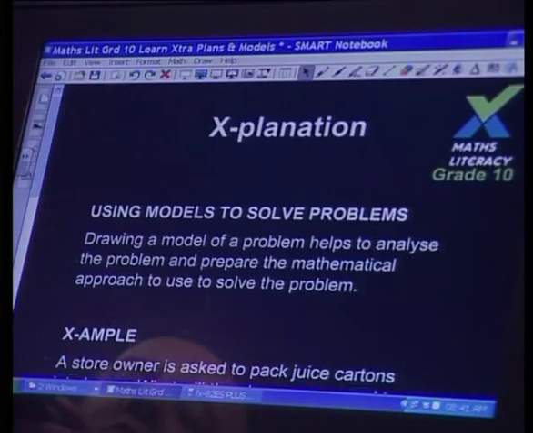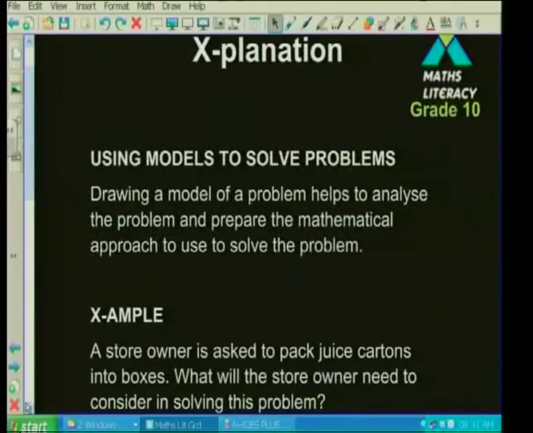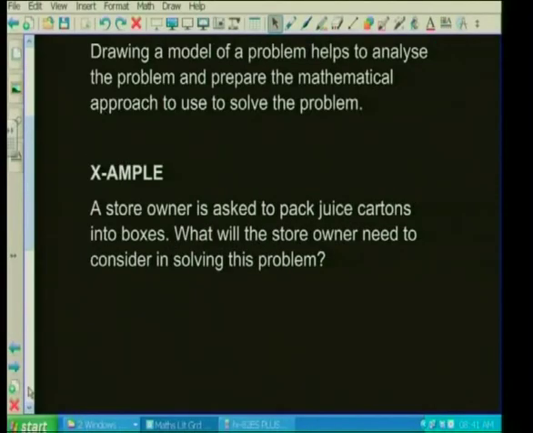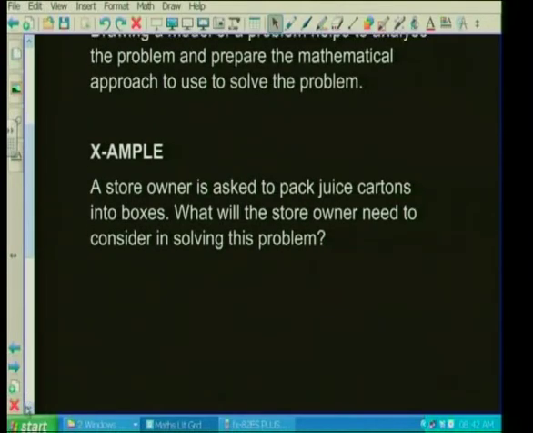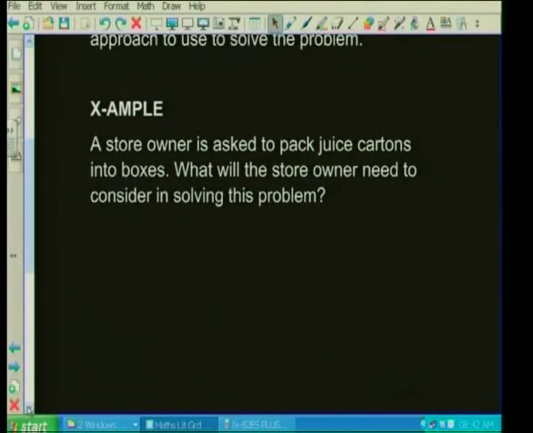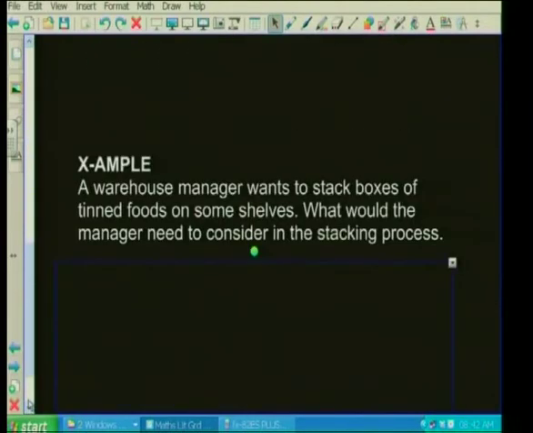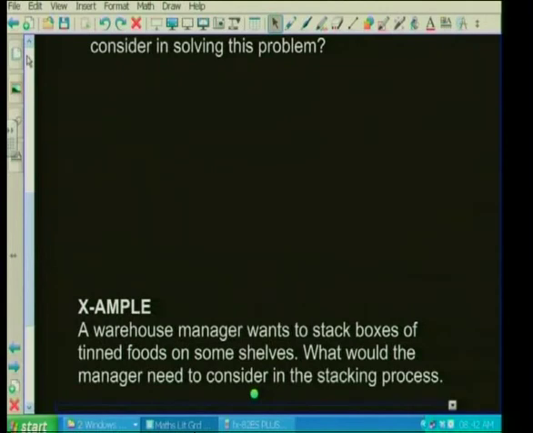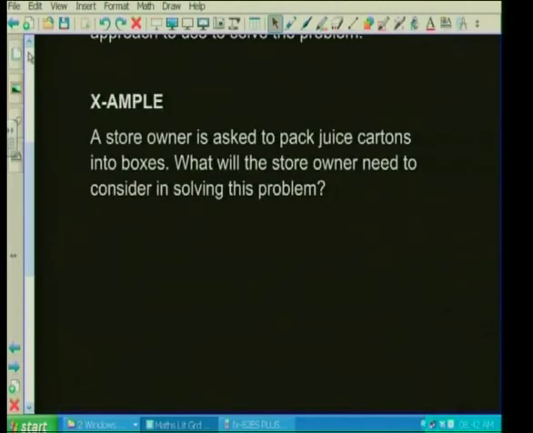So let's take a look at an example straight up. And here we have a store owner who is asked to pack juice cartons into boxes. What will the store owner need to consider in solving the problem? Well, can you think of a few things that might be important if the store owner is to solve this issue that he has of packing his juice cartons into boxes? Firstly, he'd need to consider the size or the dimensions of the box. So let's quickly have a look here.